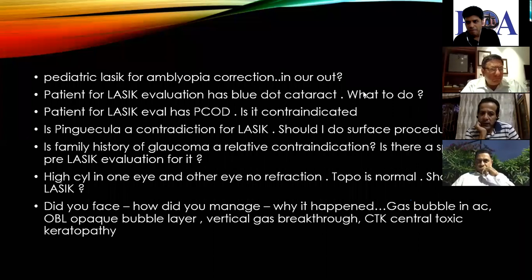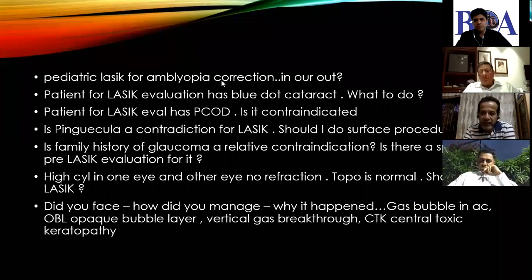Yeah, the gas bubble in the AC is seen. I've seen it in about 2 or 3 of my femto LASIK cases. Basically, this usually happens when your venting canal is opening somewhere near the Schlemm's canal. That is when the OBL, which is coming out from the venting canal, enters into the AC. It's no big deal. The only problem is the eye tracker will not work if there is an air bubble in the anterior chamber.